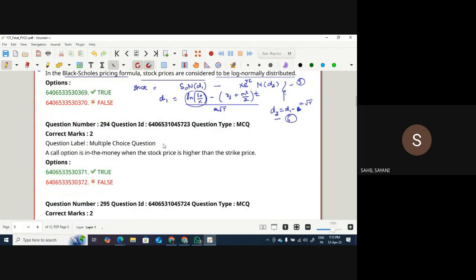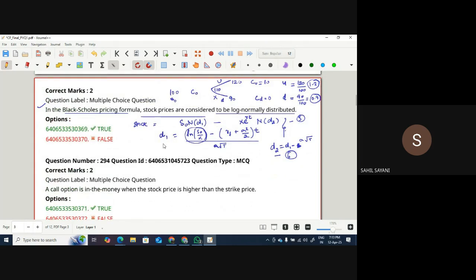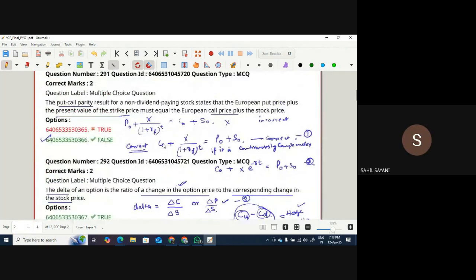Sir, I have one question in put-call parity. Suppose it is continuously compounded. What is X in the equation? X is your strike price. This is your strike price. Okay, sir. And this is your present stock price. It is available here also.